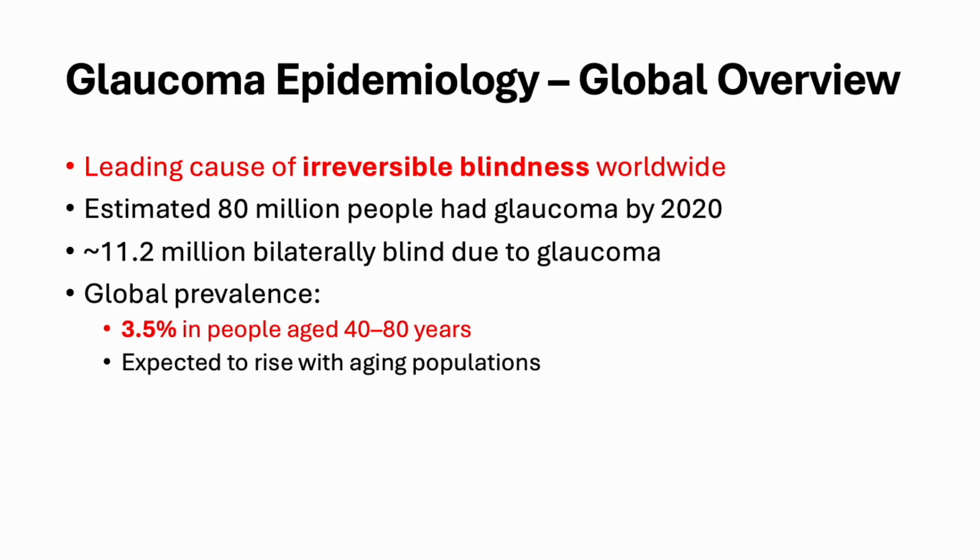Glaucoma is the leading cause of irreversible blindness worldwide. As of 2020, it was estimated that 80 million people globally had glaucoma, with over 11 million suffering from bilateral blindness due to the disease. The global prevalence among individuals aged 40 to 80 years is approximately 3.5%, and this is expected to increase due to aging populations worldwide.